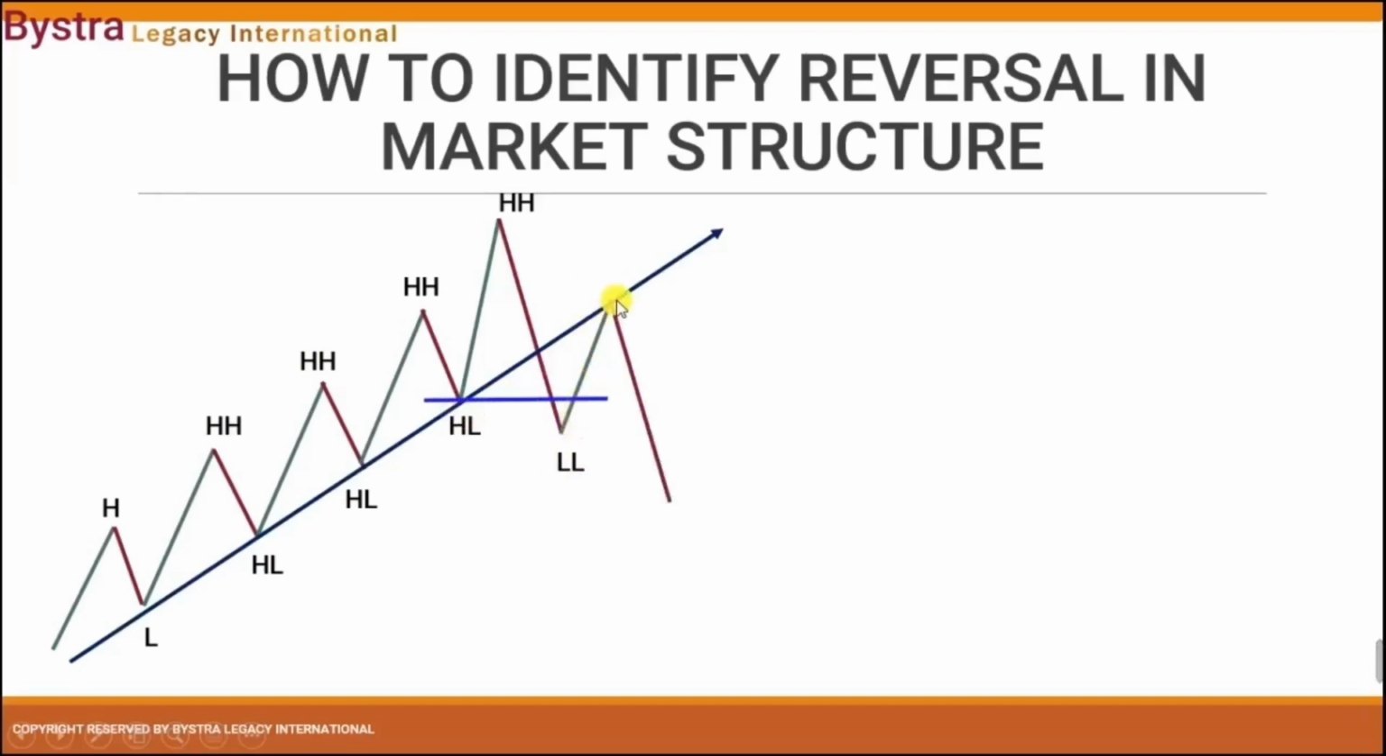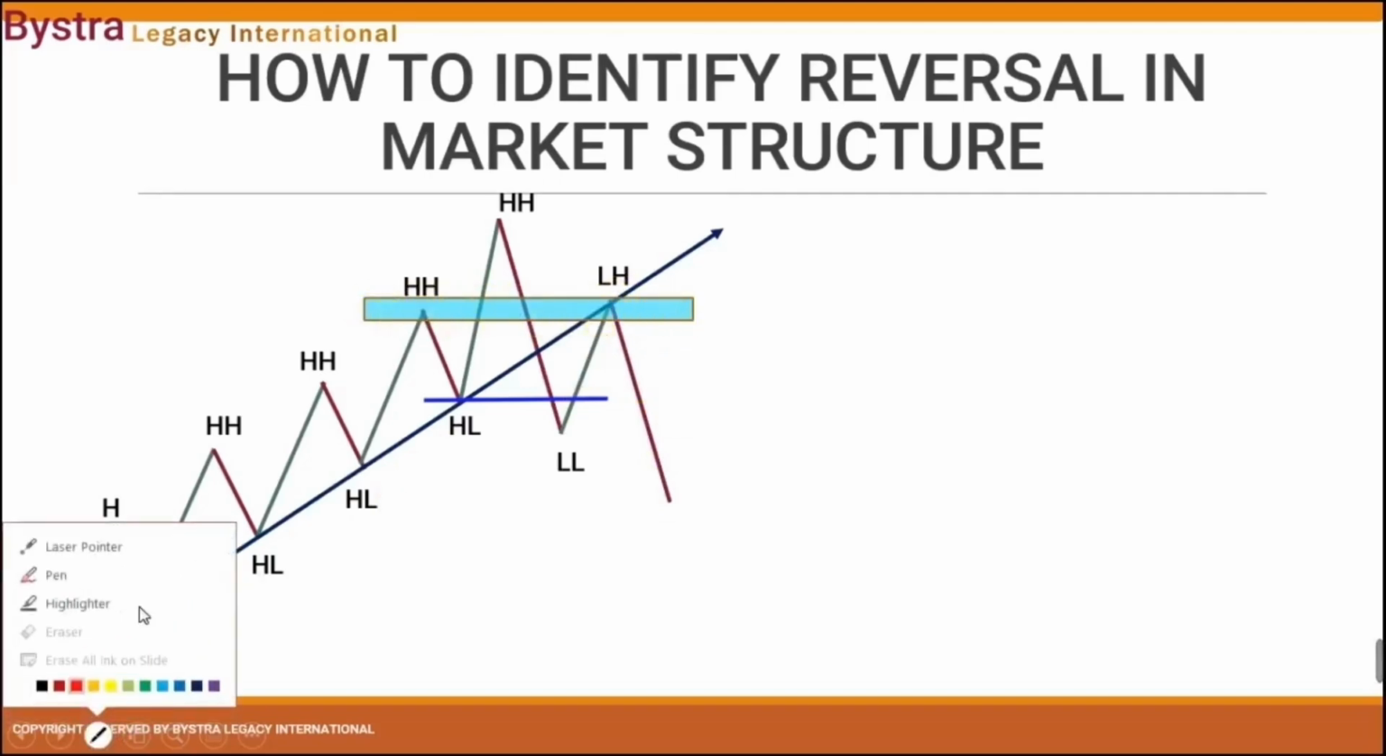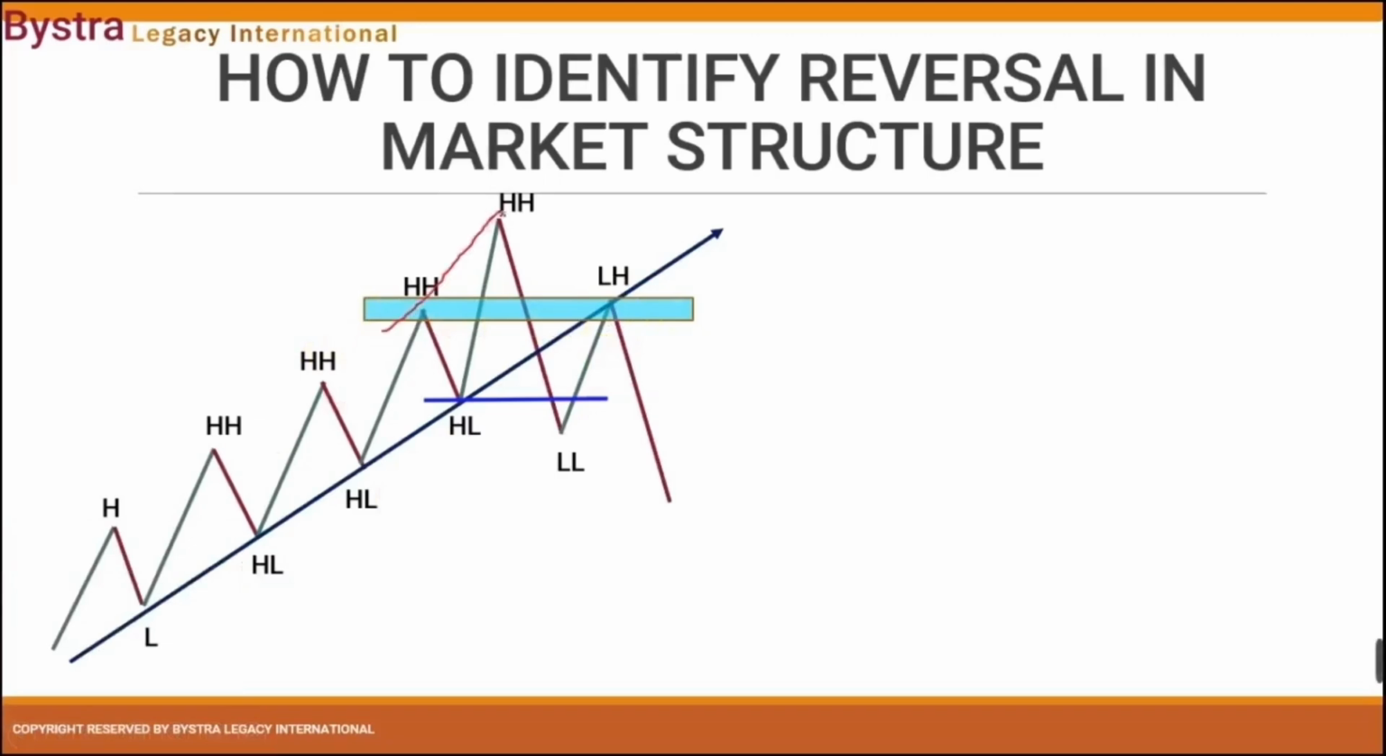If we draw this zone, this is like a QM structure. So this is an over and this is an under. So we enter at the left shoulder and price will go back down. So when the price is unable to break the previous higher high and continues to break this lower low, therefore this is a sign of reversal.